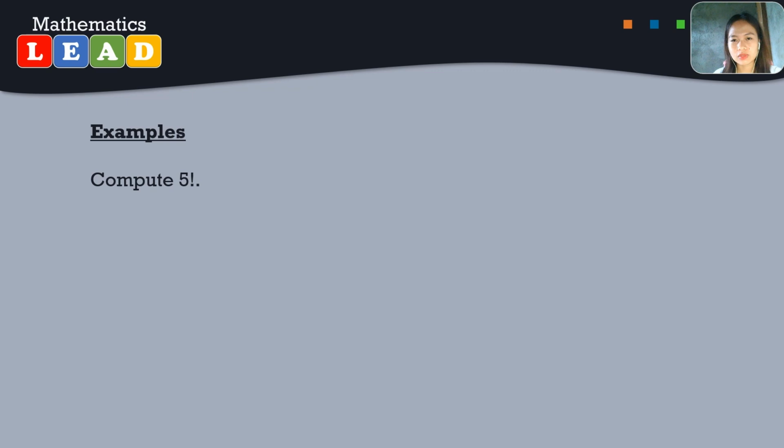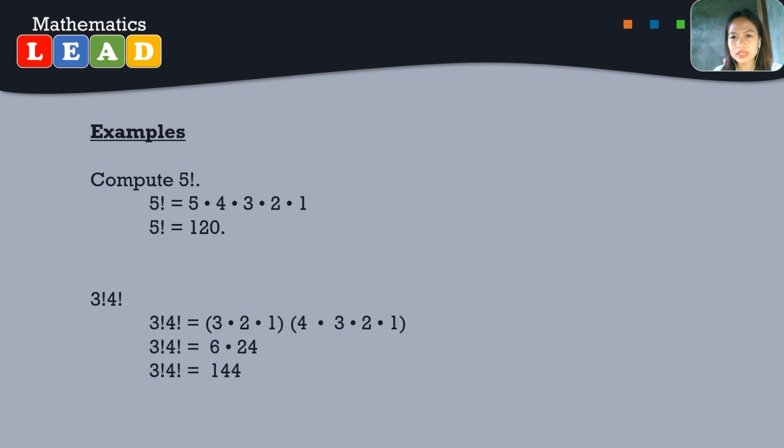Let's have examples. Compute 5 factorial. To compute 5 factorial, we need to understand that it represents the product of all positive integers from 1 to 5. Based from that, what do you think is the answer? That is correct. 5 factorial is equal to 120. How about 3 factorial times 4 factorial? To compute this, we need to multiply 3 factorial by 4 factorial. 3 factorial is 6 and 4 factorial is 24. Therefore, 3 factorial times 4 factorial is equal to 144.